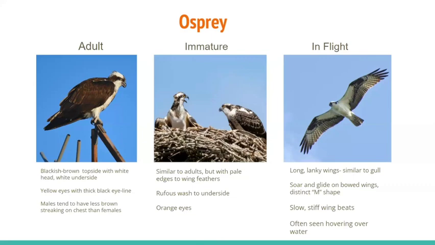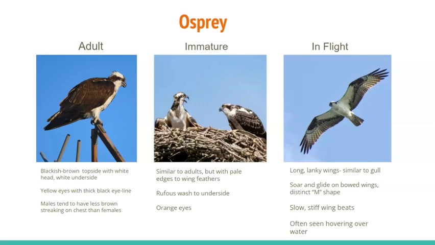All right, and instead of the yellow eye, they have an orange eye. So in flight, osprey have a very distinct shape, very long, lanky wings, similar to what you would see with a gull, which does make sense as they're both adapted to fairly similar environments. When they are in a soar or a glide, they hold their wings in a bowed position that gives them a very distinct M shape.